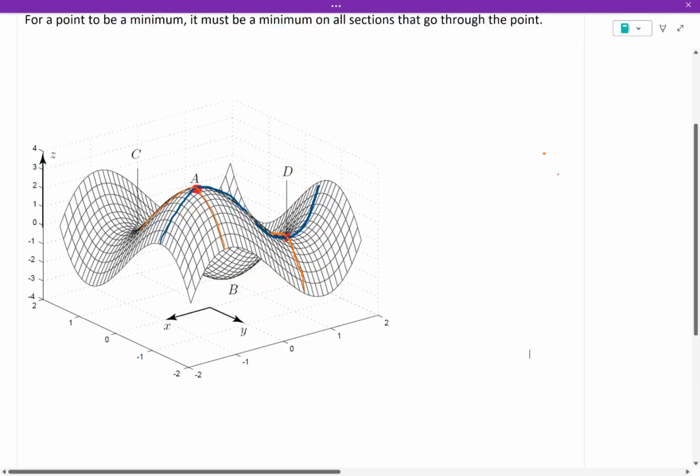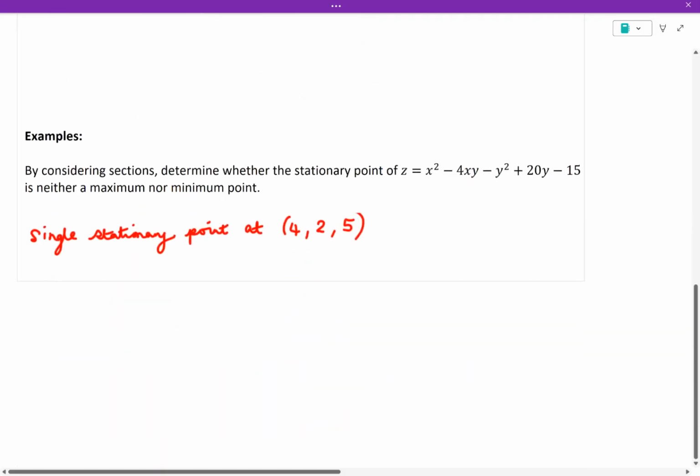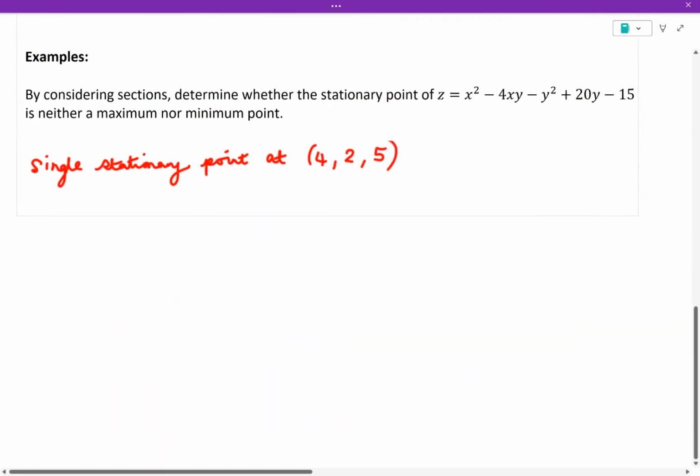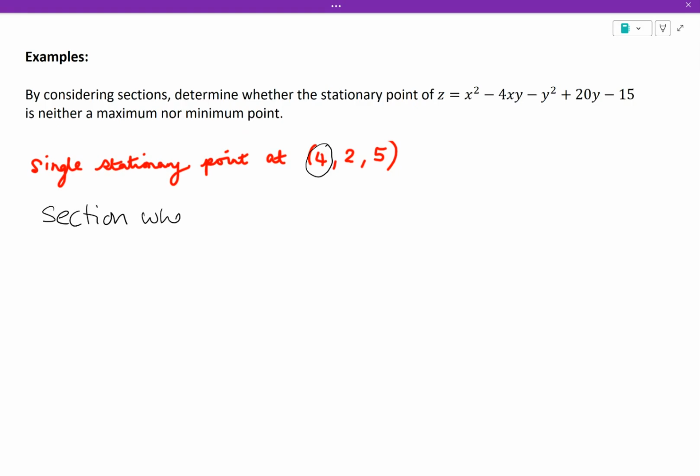So let's go through an example of using this. We've got the same surface as last time and the same stationary point. What we're going to now do is go through and use sections to help determine that this is neither a maximum nor minimum. So the first section I'm going to consider is when x is equal to 4, which is the x coordinate of our stationary point. So we know that this section is going to go through that point there.